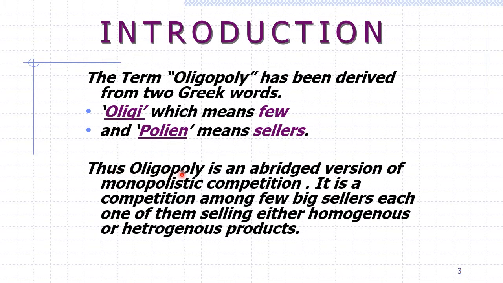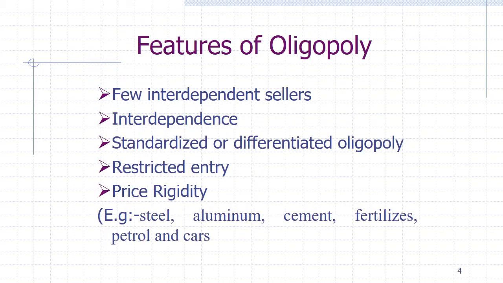Thus, oligopoly is an abridged version of monopolistic competition. It is a competition among few big sellers, each one of them selling either homogeneous or heterogeneous products. So these few sellers can sell either homogeneous, identical products or different products.